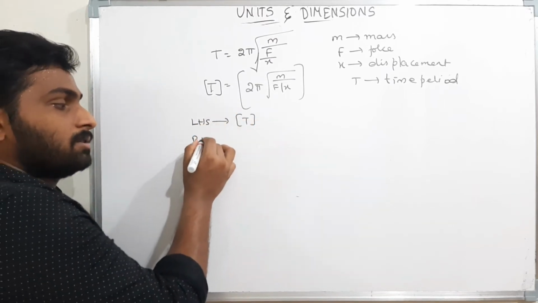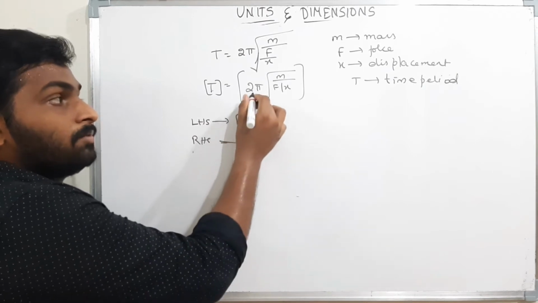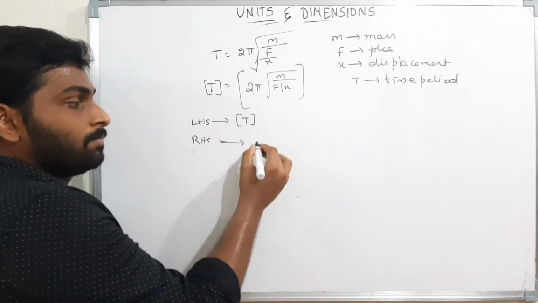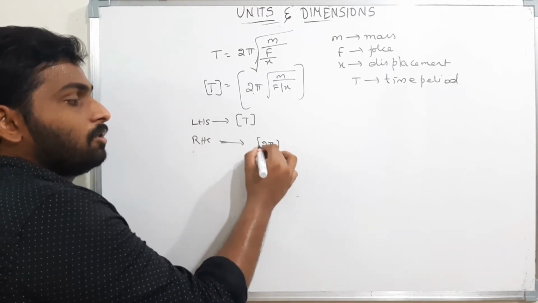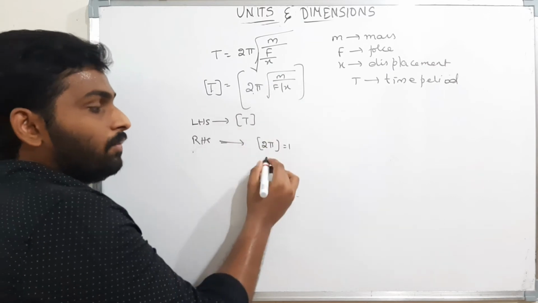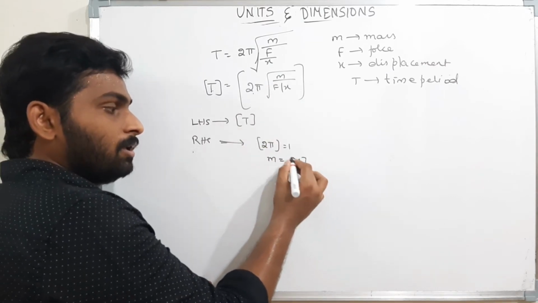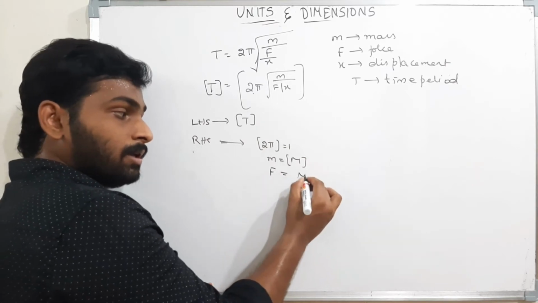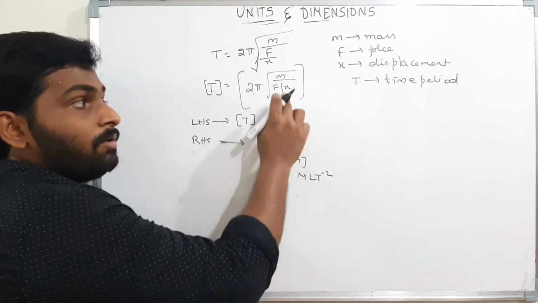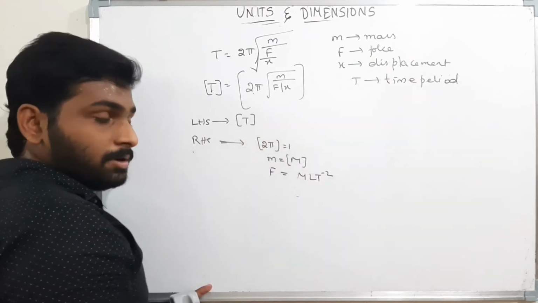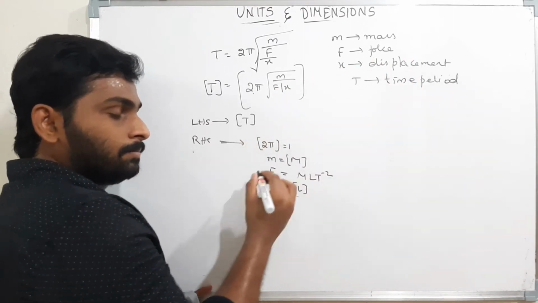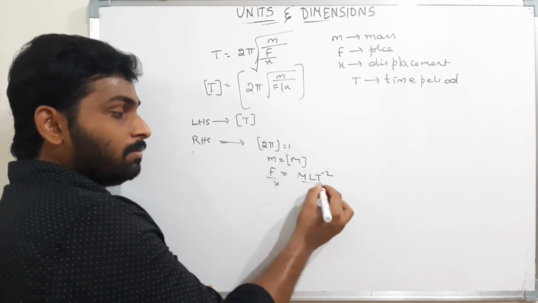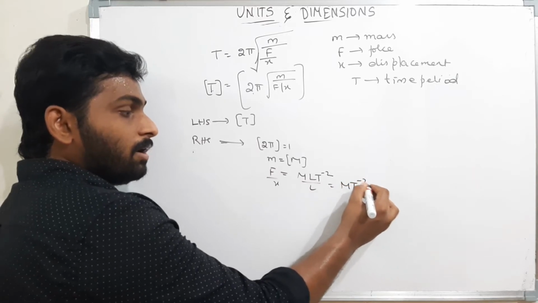Now what is it for the RHS? What is the dimension formula for 2 pi? 2 pi is a constant. Therefore, the dimension formula is 1. What is the dimension formula for m? Simply M. What is the dimension formula for F? It is M L T power minus 2. And what is the dimension formula for x? X is the displacement, so it is L. Now the dimension formula for f by x is M L T power minus 2 divided by L, that is M T power minus 2.